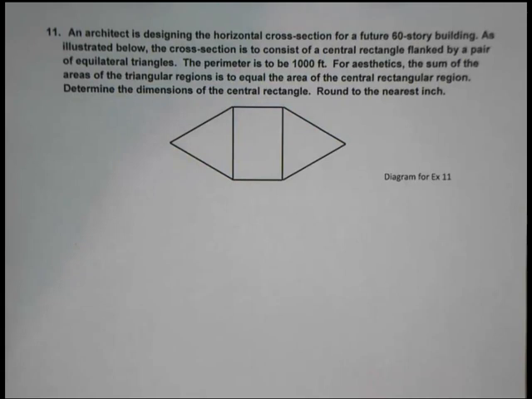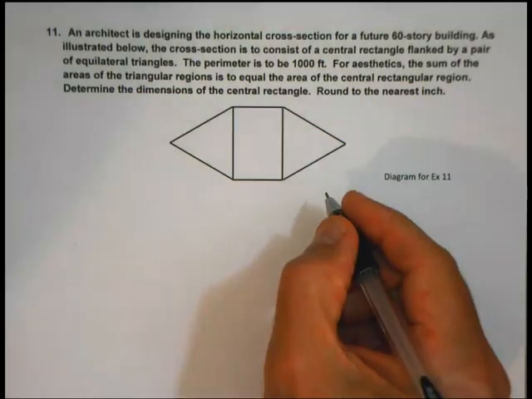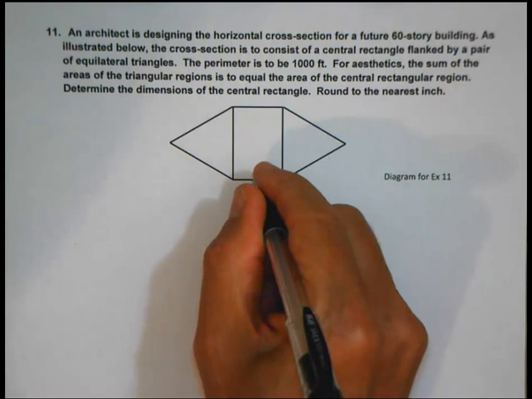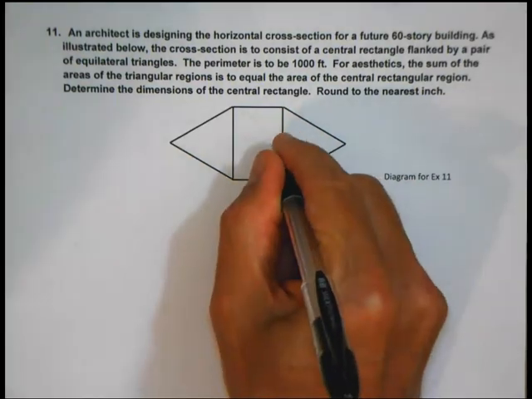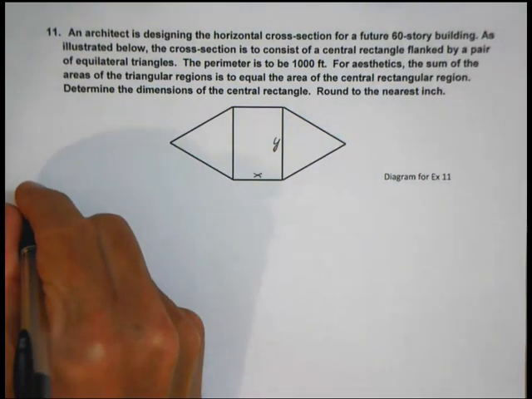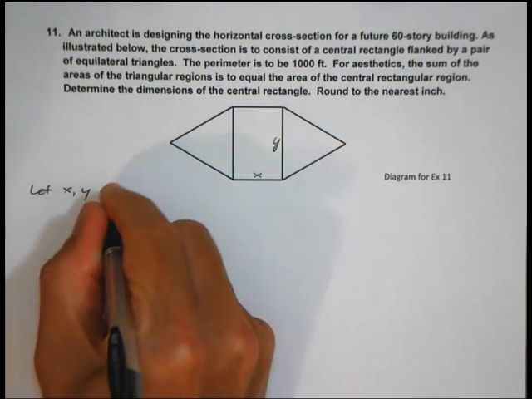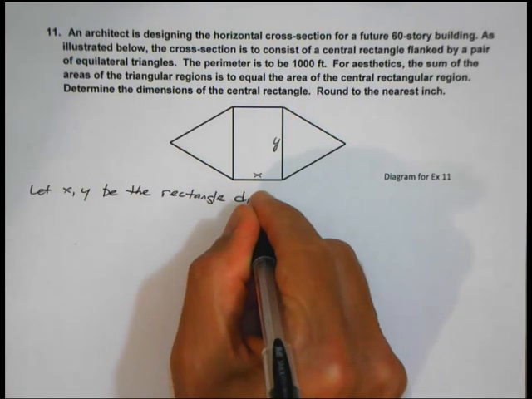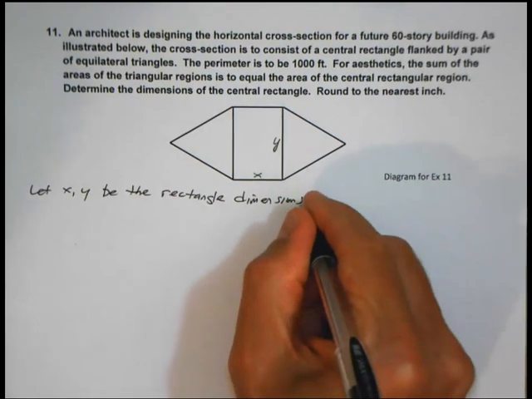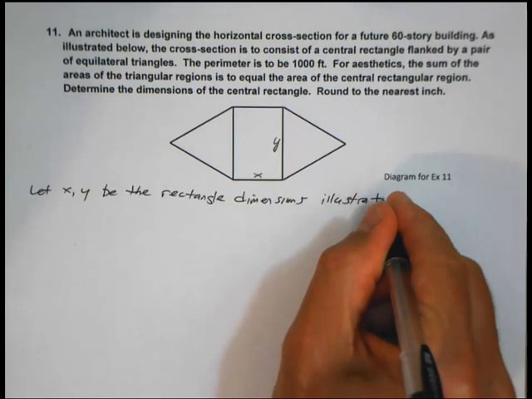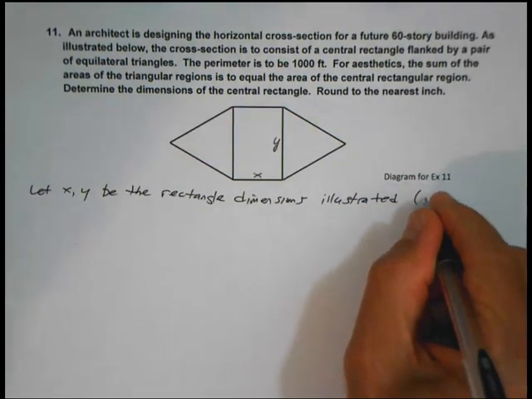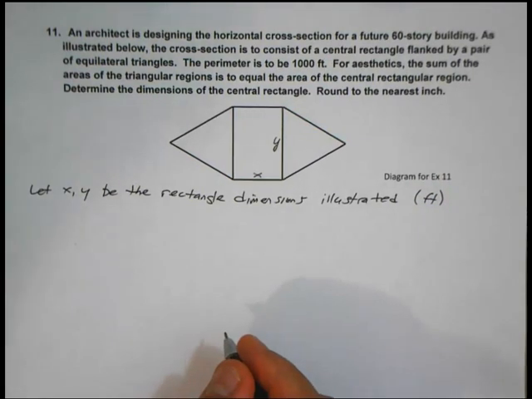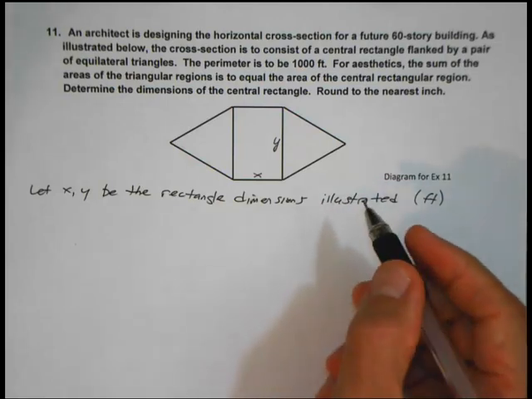Okay, let's see for our variables. Well, there's this diagram sitting here. We might as well use this as a basis to decide how we want to define variables. It's the central rectangle that's of the primary concern, so perhaps we could label this dimension here as x, and this dimension here as y. So we can begin by saying, let x, y be the rectangle dimensions illustrated. And looks like feet would be a convenient unit of measure there.